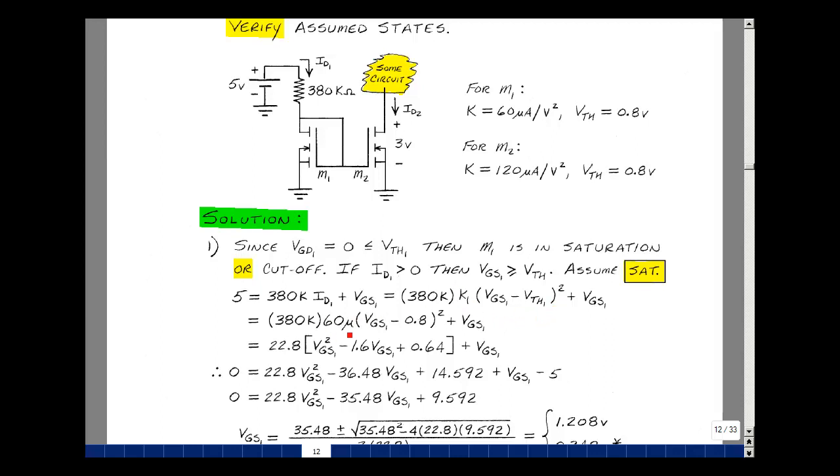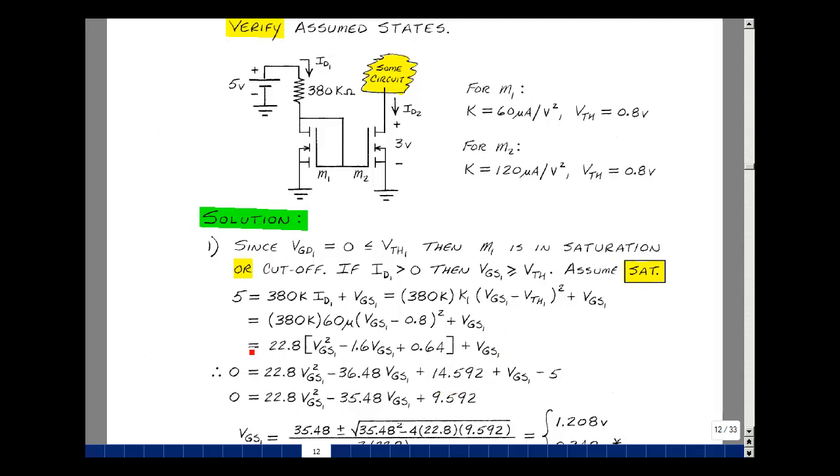K1 is 60 microamps per volt squared, and the threshold is 0.8. Multiply these two together, you get 22.8. If we square this, we get the gate source of transistor 1 squared minus the inner product times 2, and then minus 0.8 squared plus this term. Let's multiply this out. So 22.8 times the gate source of 1 squared, and 22.8 times minus 1.6 is a minus 36.48 times the gate source of 1, and then 22.8 times 0.64 is 14.592.